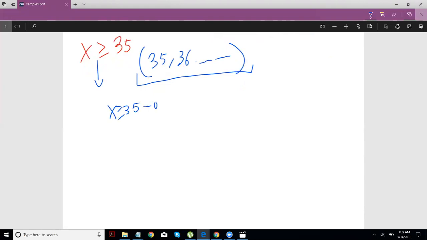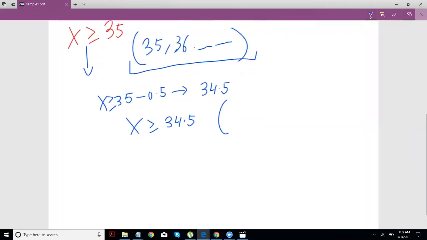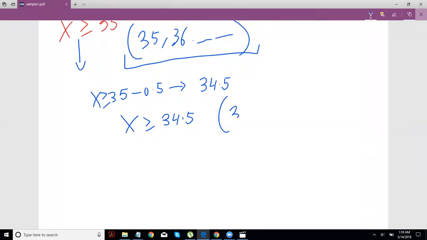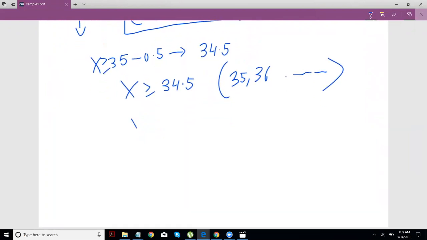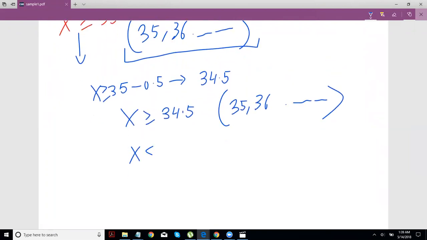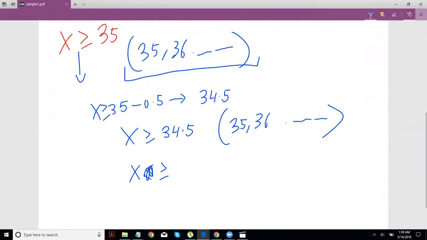subtract 0.5, you should get 34.5. And now if I write it like this, same notation, x is greater than or equal to 34.5, and ask you which integer values this would be valid for, that would still be 35, 36, and so on. Sorry, I was thinking of the wrong case, but no, I did subtract. Subtraction was the correct one.